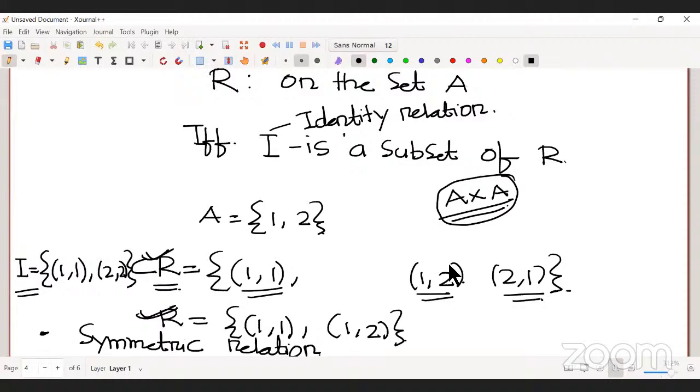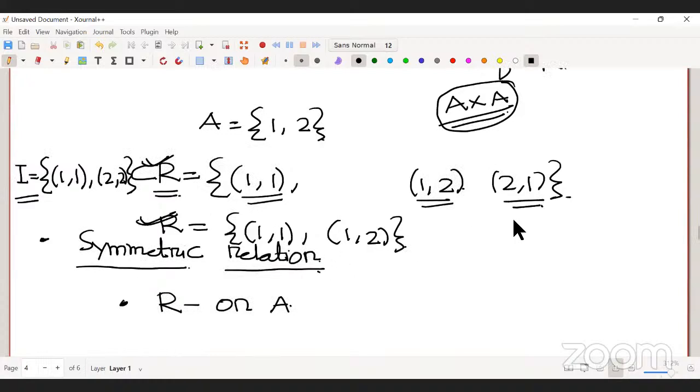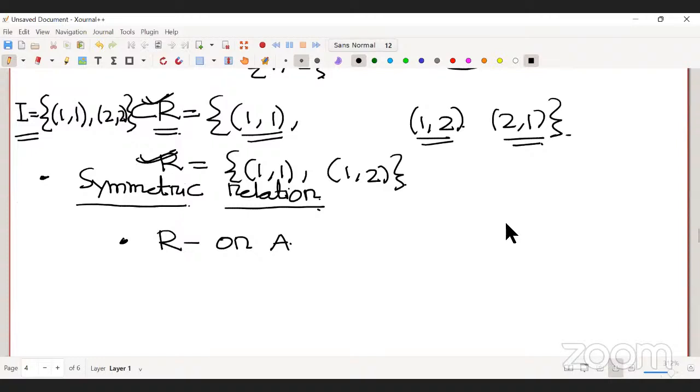Sir, if A is equal to 1, 2, and in the identical relation we will get 1, 1 and 2, 2. We'll come to this later. Okay, please move on, sir.